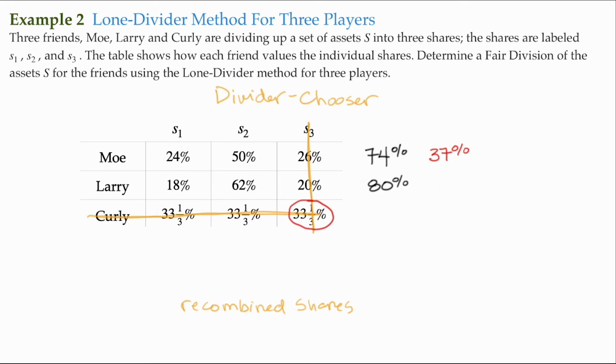If we flip a coin and Larry becomes the divider, he is guaranteed at least half of the recombined asset. So that's 40%. Mo becomes the chooser. Mo is guaranteed at least 40%. And again, either way, Mo and Larry will get at least 1/3 of the original value of the asset from where we started. And there we go.